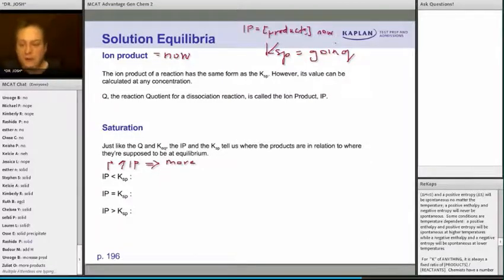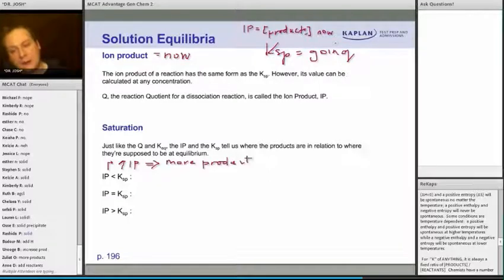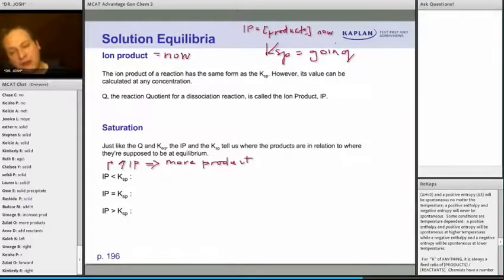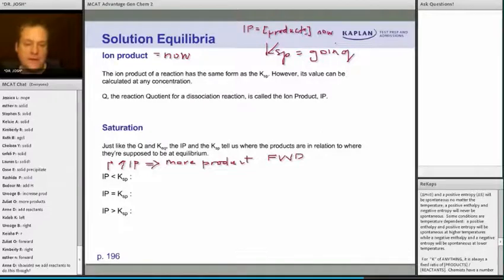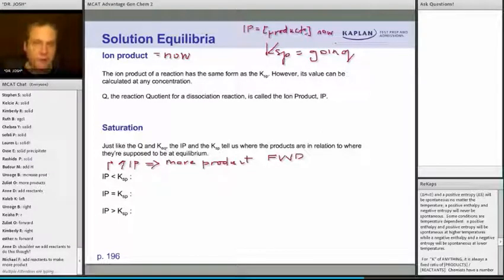Now, Juliet, just make more product. To increase our ion product, we make more product. So which way should your reaction go? To the left or to the right? Yes, you go to the right. So to increase the ion product, we need to make more product. There are things that we can do to make more product, but the equation itself has to make more product to move forward.